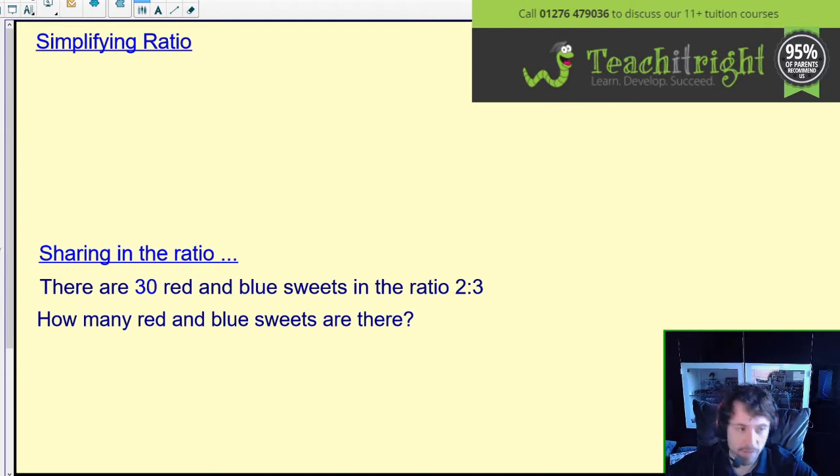So, simplifying first. Funnily enough, the first thing I think about when I'm simplifying ratios is actually fractions, because fractions are a thing that I also simplify. And I'm quite good at simplifying fractions, and I'm sure many of you are as well. So let's just quickly remind ourselves of how it works with fractions, and we'll see if we can apply some of that logic to how it works with ratios.